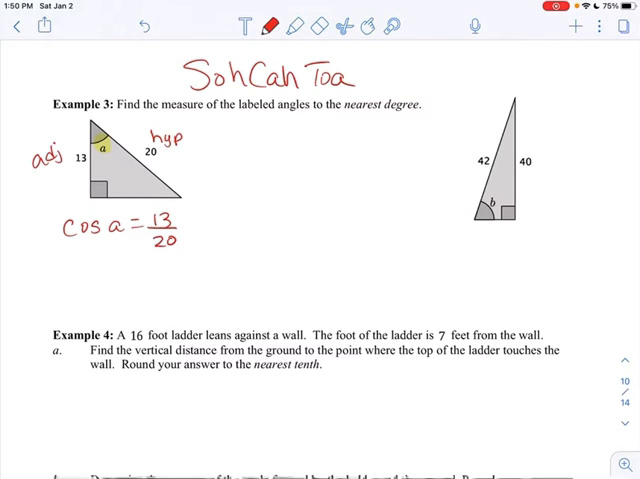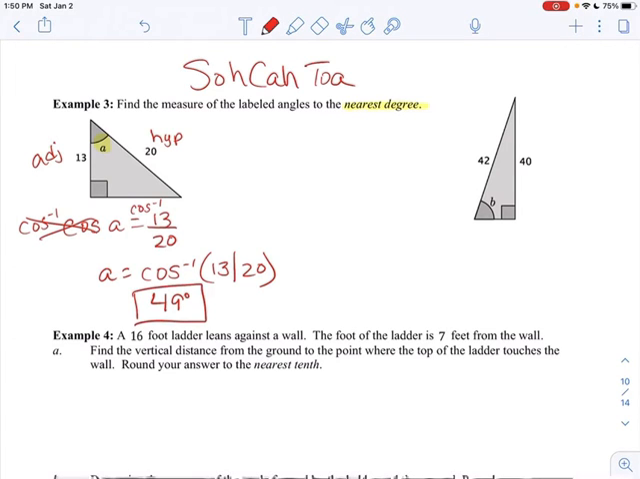I don't have the angle. The angle is the thing that I'm trying to find. So I'm going to do the inverse. So I'm taking cosine^-1 on the left, and I'm taking cosine^-1 on the right. So this is what's going in my calculator. I hit second cosine, and then I have 13 divided by 20. And I want to do this to the nearest degree. Okay, so put that in your calculator, second cosine, 13 divided by 20, and I get 49 degrees.